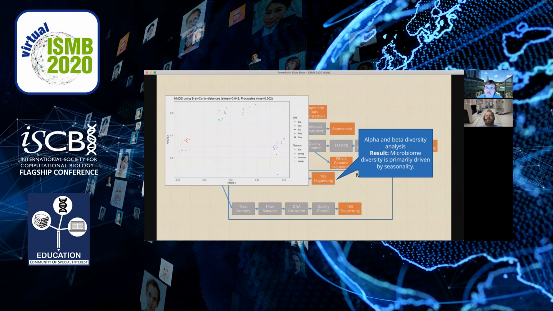Then we did analysis on microbiomes. So we're looking at whole populations of bacteria from the river water samples. Computationally, we did alpha and beta diversity analysis. We also did principal coordinate analysis. From a conclusions perspective, this plot is showing the primary conclusion, which is that the diversity of the microbiome is primarily driven by seasonality as opposed to location, which is not a huge surprise, but we were able to demonstrate the analysis to come to that conclusion with the students.